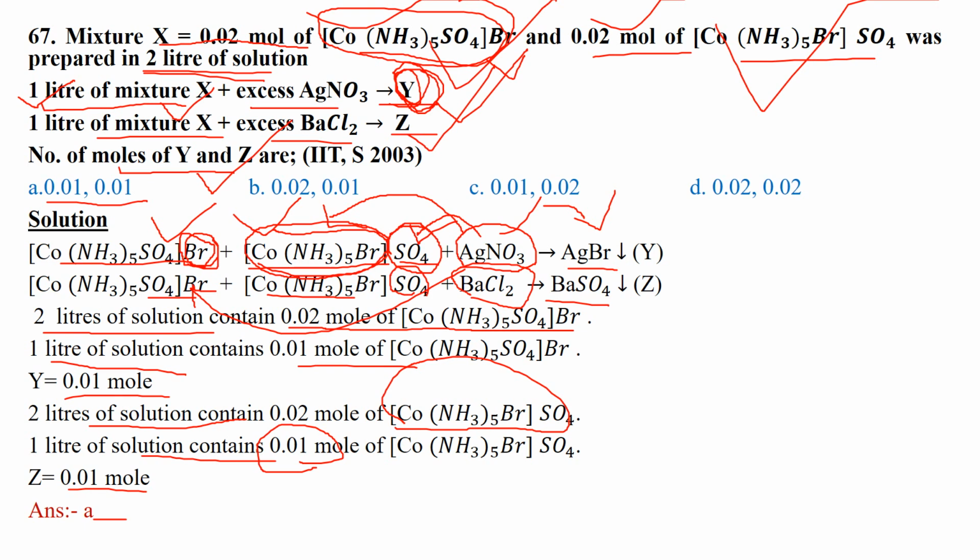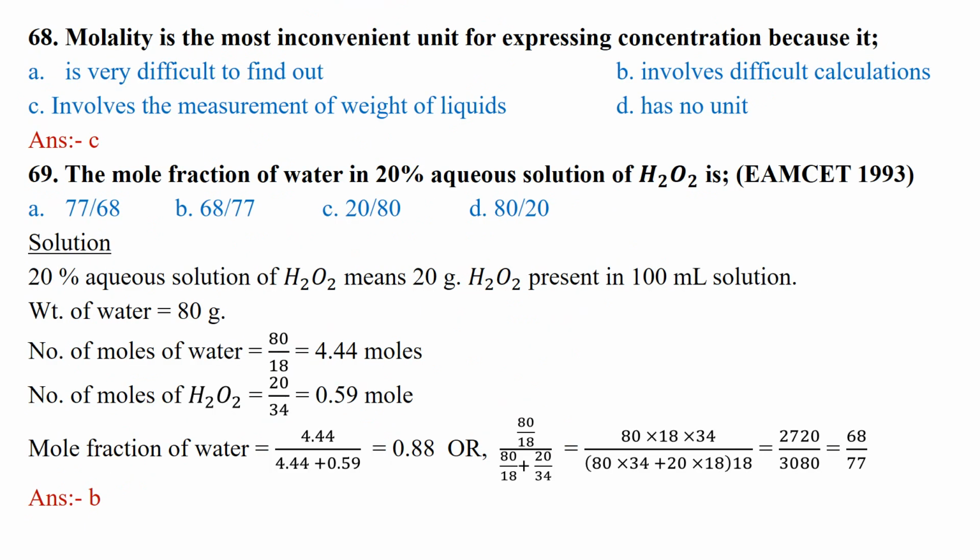Silver nitrate reacts only with the bromide ion, and barium chloride reacts only with the sulfate ion. Next question.